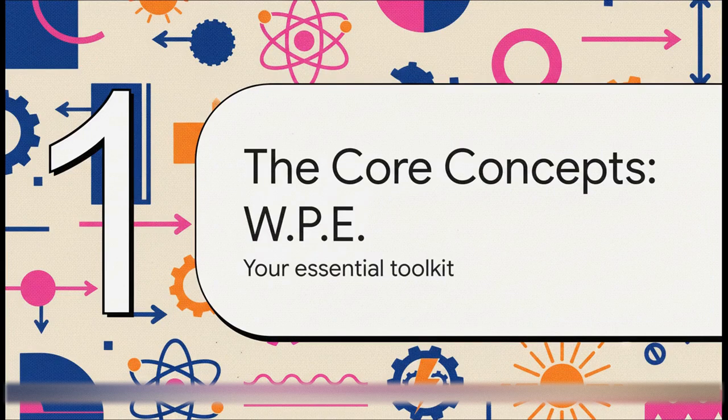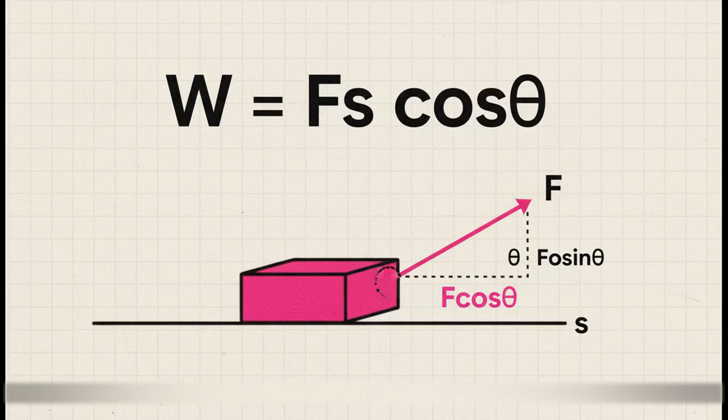Okay, first up, the fundamentals. Seriously, think of work, power, and energy as your essential toolkit. You literally can't solve a single problem in this chapter without a rock-solid grip on these three ideas. Let's start with work. Now, in day-to-day life, work is effort. But in physics, it's super specific. Work is only done when a force actually causes something to move. But here's the catch. It's only the part of the force that's in the same direction as the movement that counts. That's what that cos theta is all about.